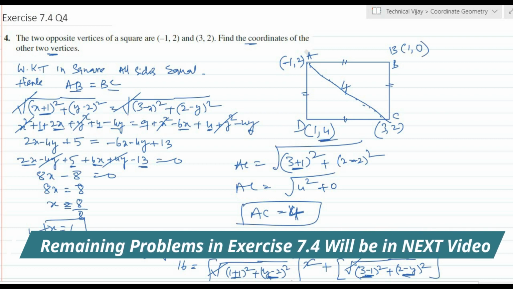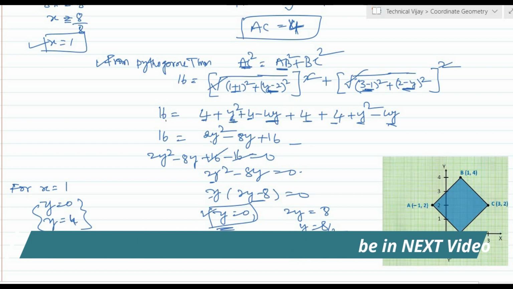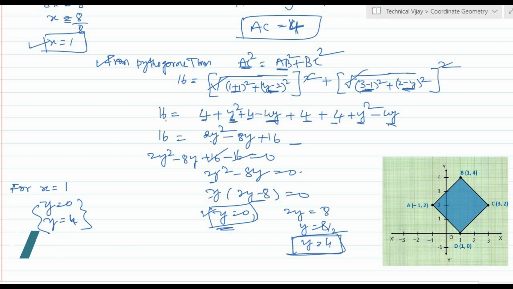I have drawn it in the graph, and it looks like this. Here x coordinate, y coordinate, and A and C are given: A is (minus 1, 2) and C is (3, 2). We have calculated (1, 0) and (1, 4). See, this is (1, 0) and this is (1, 4). This is a square. In this way these are the coordinates.